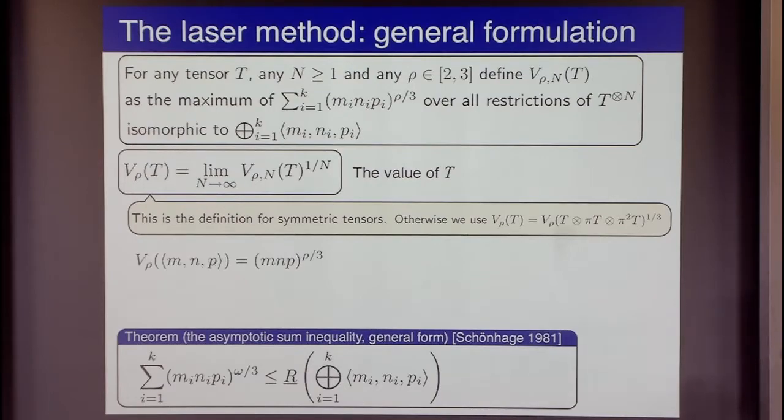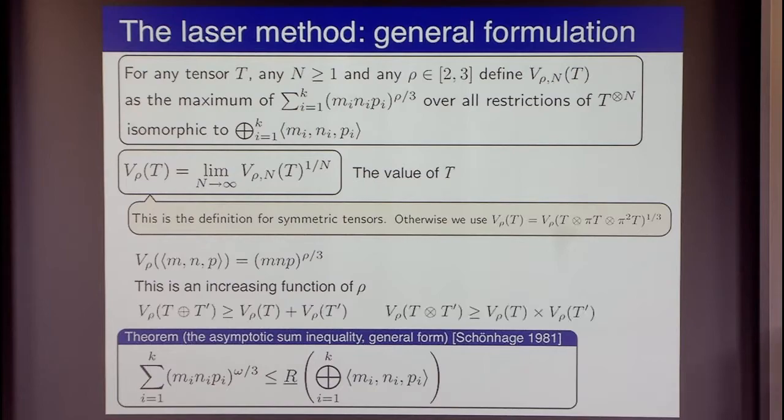Okay. And some properties: the value of the tensor product m and p is m and p to the rho over 3. And this is an increasing function of rho. And it is super-additive and super-multiplicative. Those properties were discussed by Virginia yesterday.